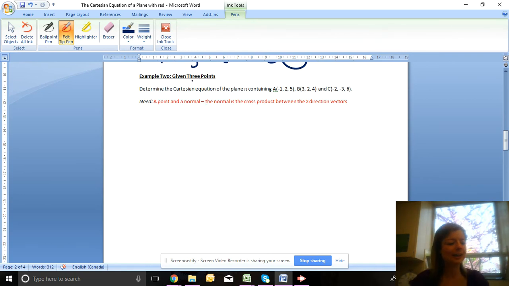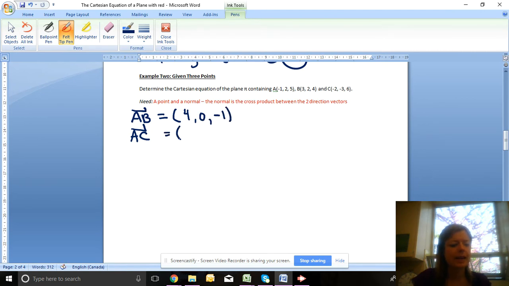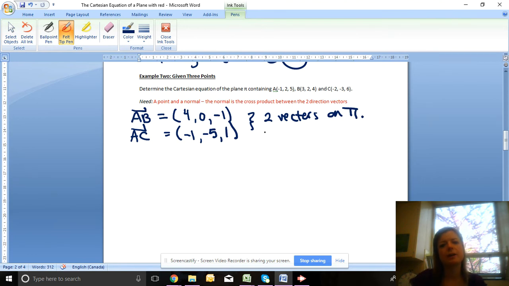So, cool, huh? Now we just need to find 2 direction vectors, AB and AC, and then we'll cross them. So AB, I'm assuming you guys know how to do this by now. You do B minus A. So you get (4, 0, -1). And AC, you get (-1, -5, 1). So think about it. These are 2 vectors on pi, so on the plane. So the cross product will find the normal.